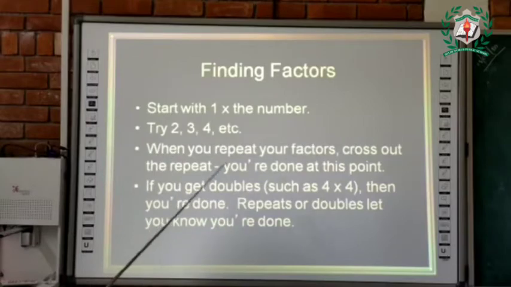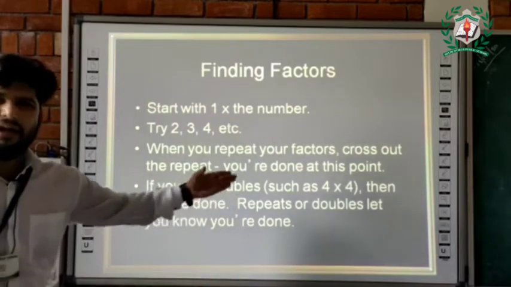Start with 1x. When you repeat your factors, cross out the repeat, you are done at that point. If you get a double, such as 4 into 4, then you are done. Repeat or double lets you know you are done. I know you must be getting bored reading this.